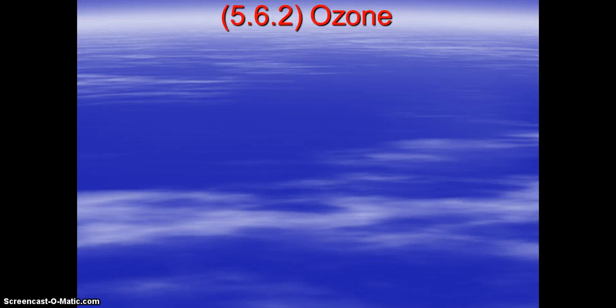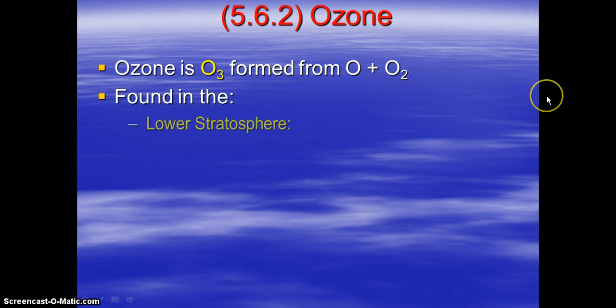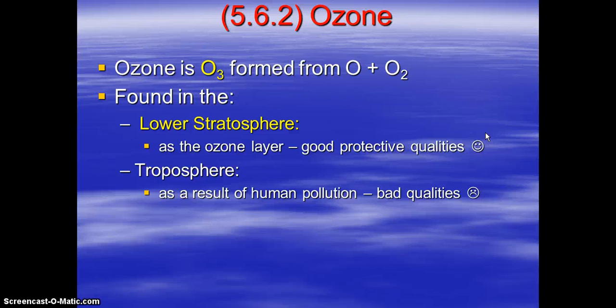We're going to mostly be focusing on ozone in this topic, and in order to do so, we have to learn about how it works. The chemical formula of ozone is O3, and it's formed from an oxygen atom and an oxygen molecule. It's found both in the lower stratosphere and somewhere else. In the lower stratosphere, we like it. It's the ozone layer, and it protects us. In the troposphere, it's the result of human pollution, and it's usually thought to have bad qualities. We're going to talk about those details later.